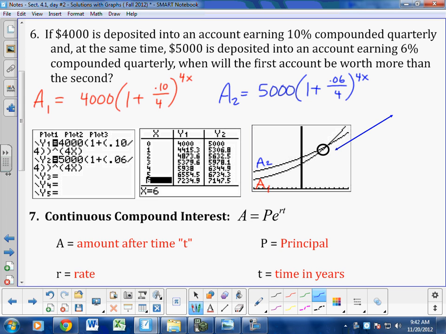Well, A sub 1, A sub 2 on my graph. When those two curves cross or intersect, what does that reflect? When they're the same. So go find that point. How do you do that? Second, calculate, what? Intersection.